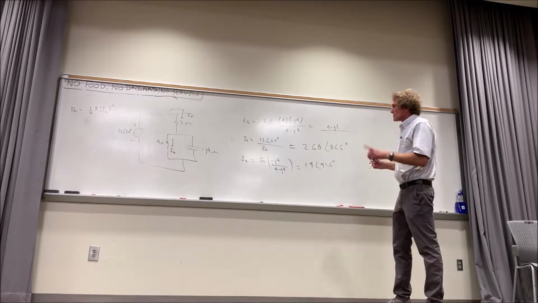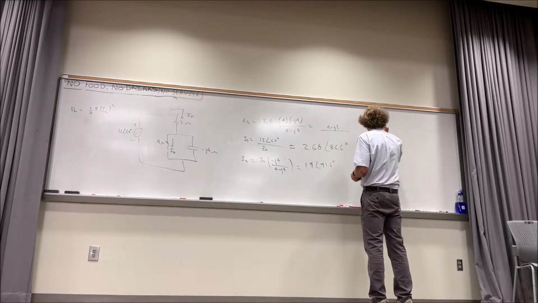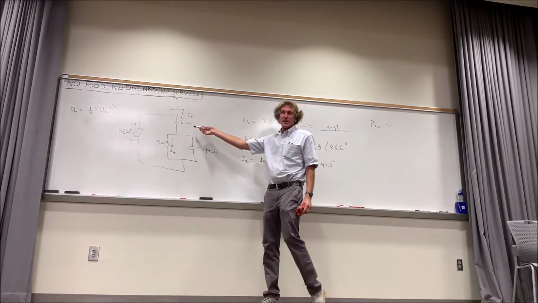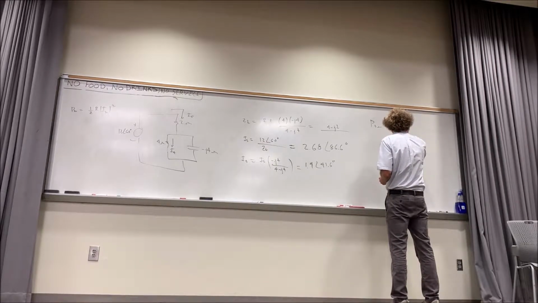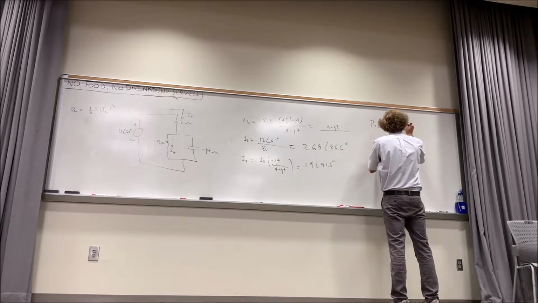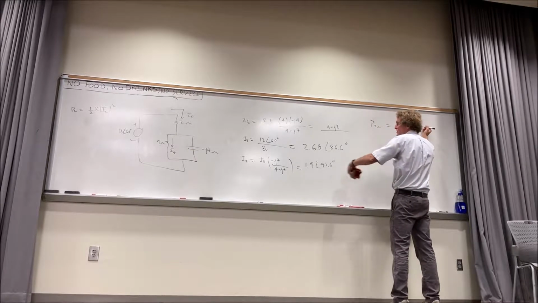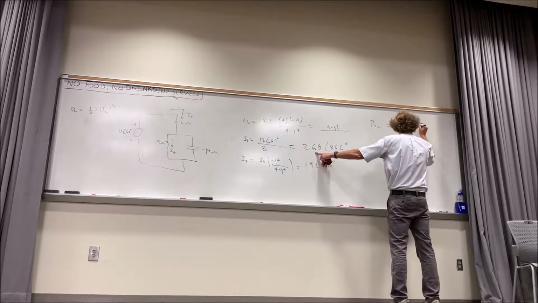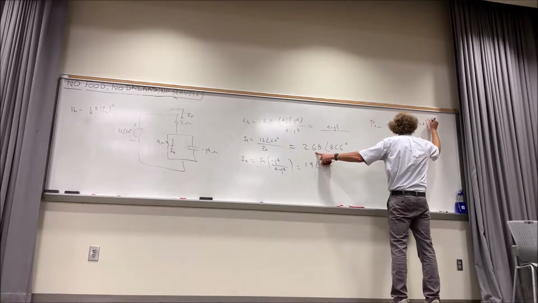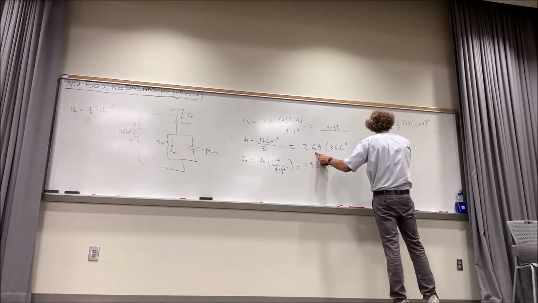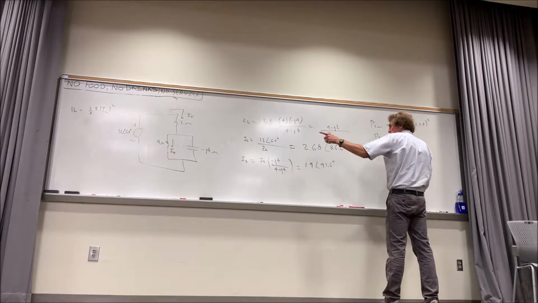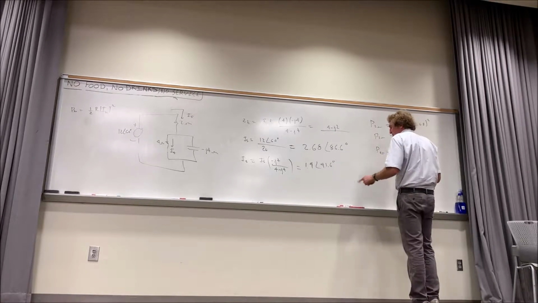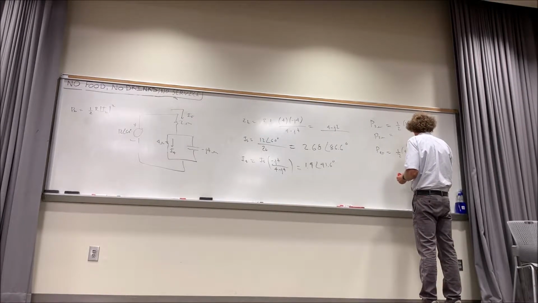Now that we have this, what's the power going to be dissipated in the 2 ohm? It's as easy as it seems. If I'm using peak values of current, it's 1/2 times the resistance, which is 2, times the current squared through it. Well, the current is 2.68 squared. That would be the power dissipated in the 2 ohm, and the power dissipated in the 4 ohm resistor would be equal to 1/2 times the resistance, which is 4, times the current through it, which would be 1.9 squared.